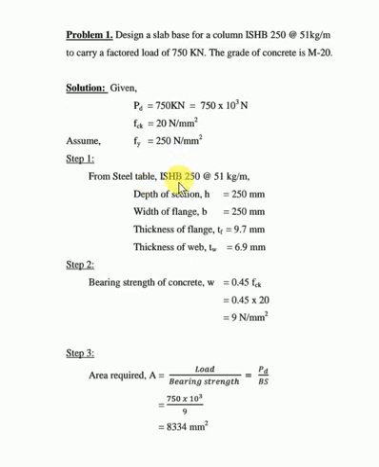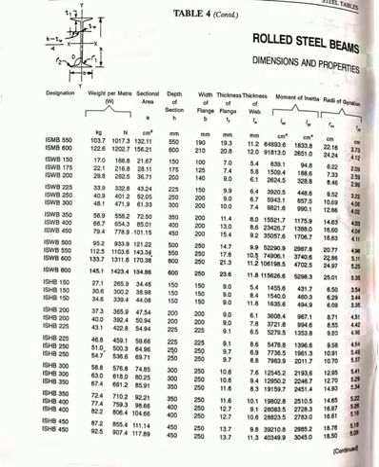Our section is ISHB 250 at the rate of 51 kg per meter. The data we require are the depth of the section H, width of flange B, thickness of flange TF, and thickness of web TW. Now say this is Table 4 of the steel table. This is the I section given to us.